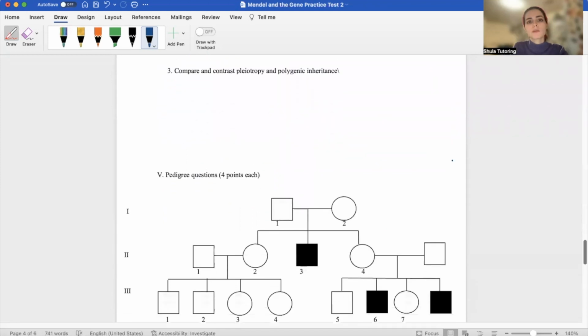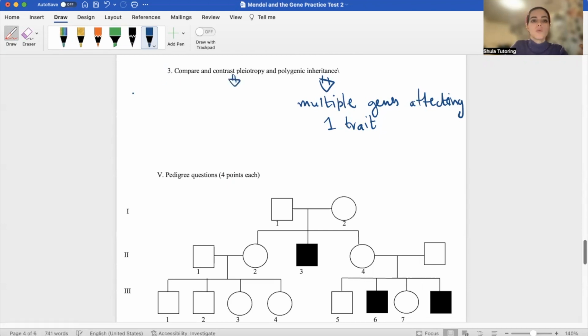Compare and contrast pleiotropy and polygenic inheritance. So I really like this question because those things are direct opposites of each other, and it's a very easy way to remember them. So polygenic inheritance is when we have multiple genes, and it's easy to remember because poly is many, right? And genic is genes. Multiple genes that are affecting one trait. And if you can remember that, then you can remember that pleiotropy is the opposite.